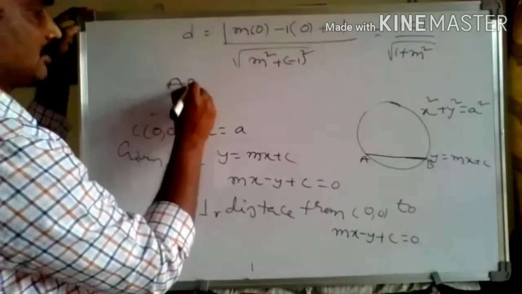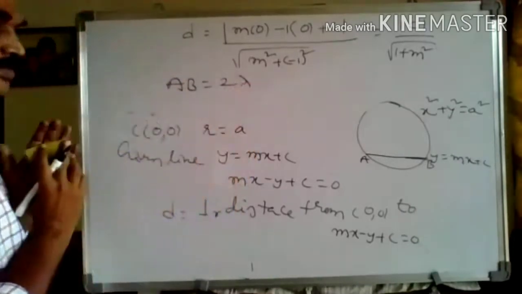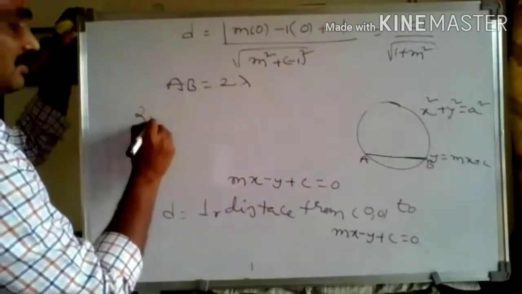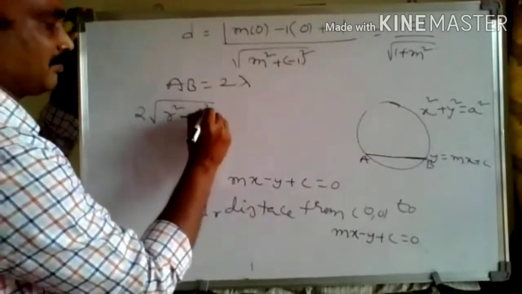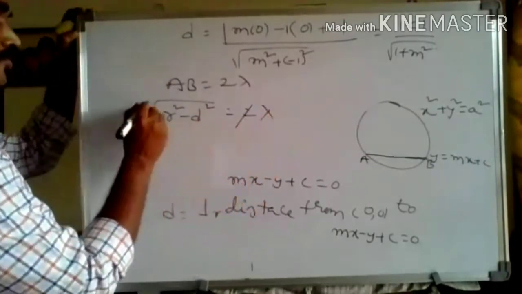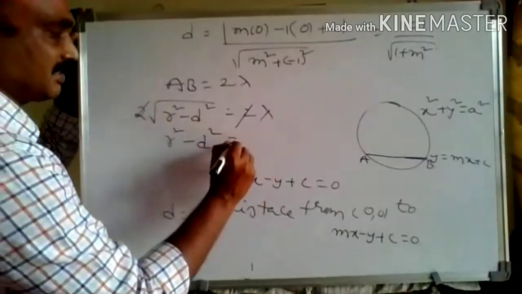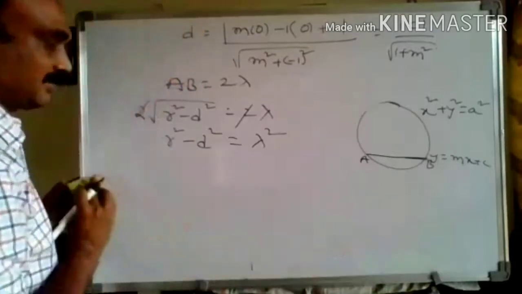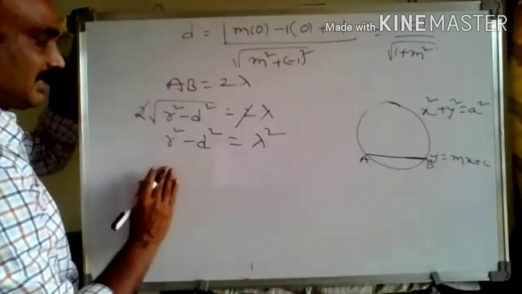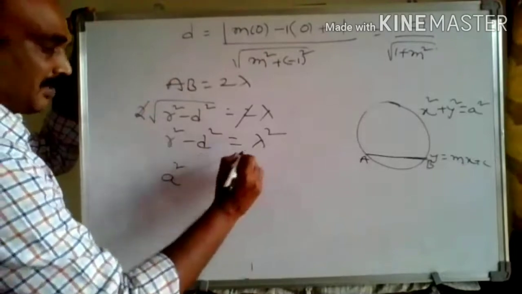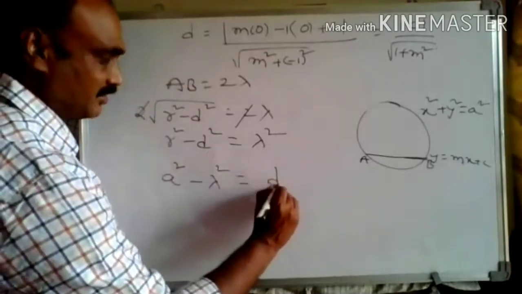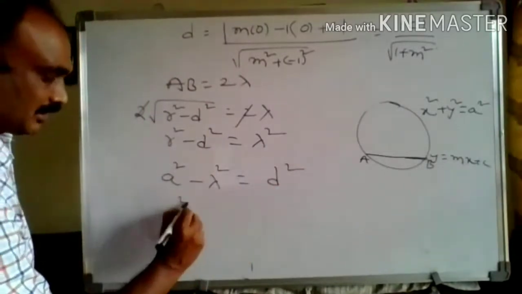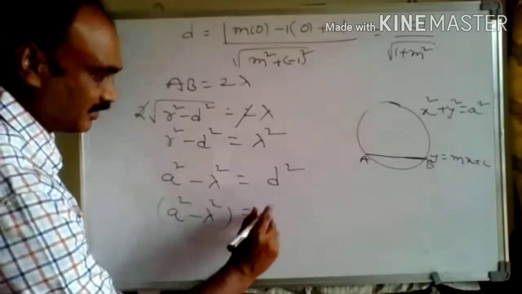Given AB is equal to 2 lambda. AB means length of the chord. So the length of the chord formula 2 root r square minus d square is equal to 2 lambda. So the 2 gets cancelled. R square minus d square is equal to lambda square. So r square, which is a square, minus lambda square is equal to d square. A square minus lambda square is equal to d square.